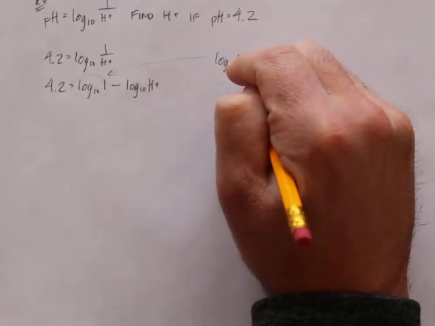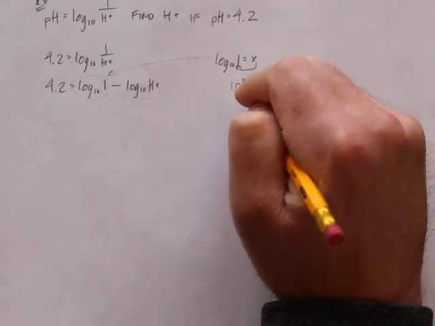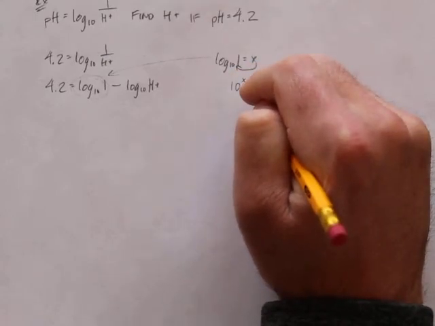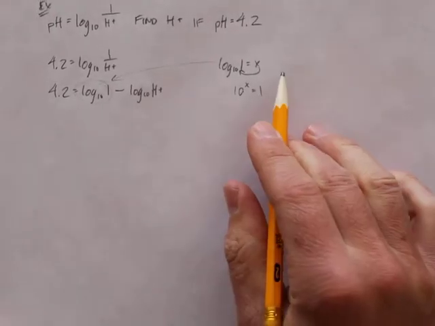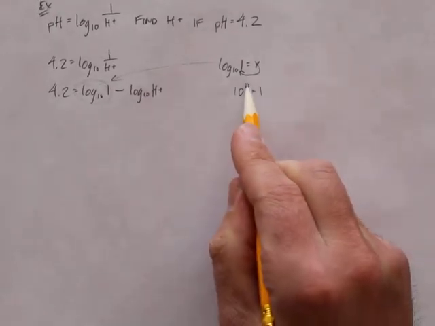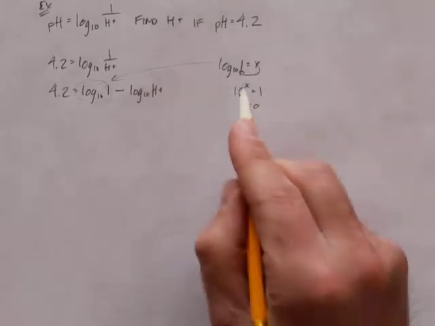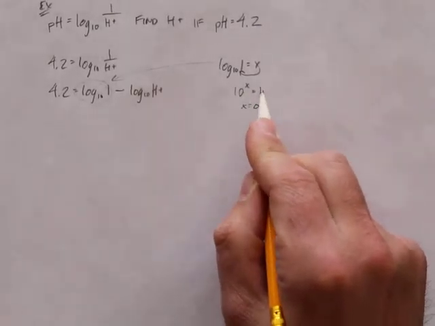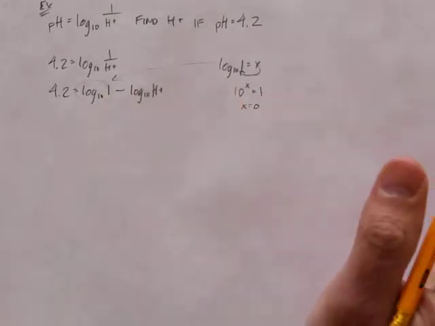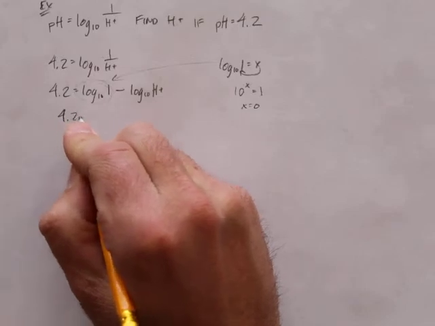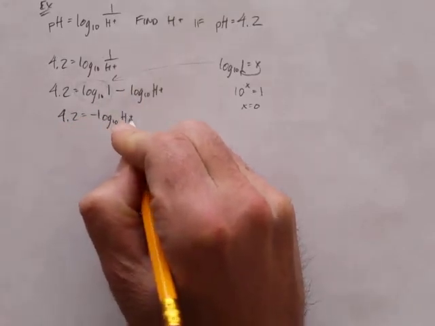Log base 10 of 1 equals x. x jams in here. 10 to the x power equals 1. Now remember, any number raised to a certain power is 1. What is that certain power? 0. Any number raised to the power of 0 equals 1. Okay, so that's 0, so that just goes away. I can ignore it. So I've got 4.2 equals negative log base 10 of H plus.